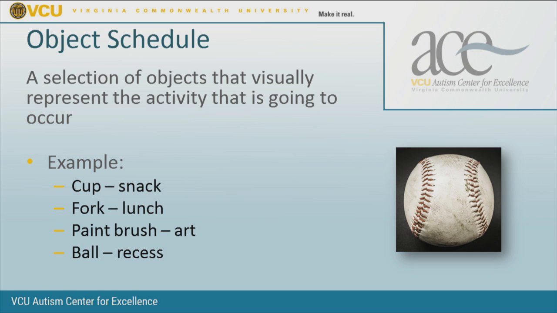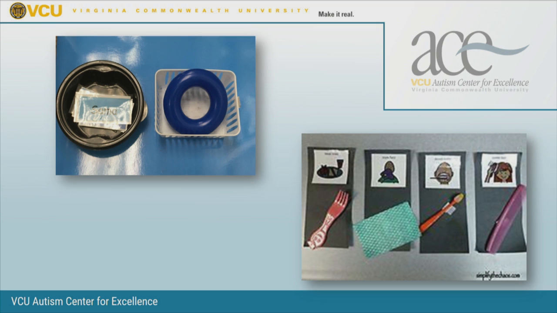An object schedule is a selection of objects that visually represent an activity that's going to occur. So for example, you would use a cup to represent snack, a fork for lunch, a paintbrush for art, etc. I have some examples to show you, and they could be presented in a variety of ways.